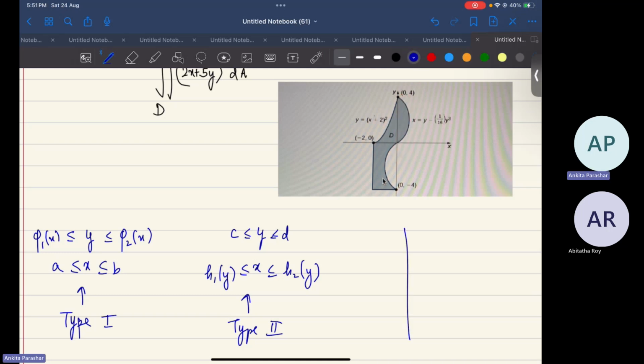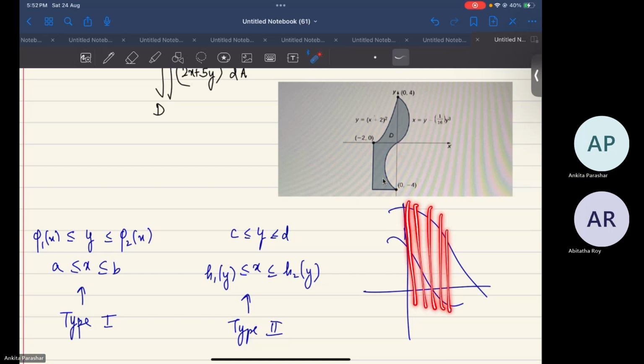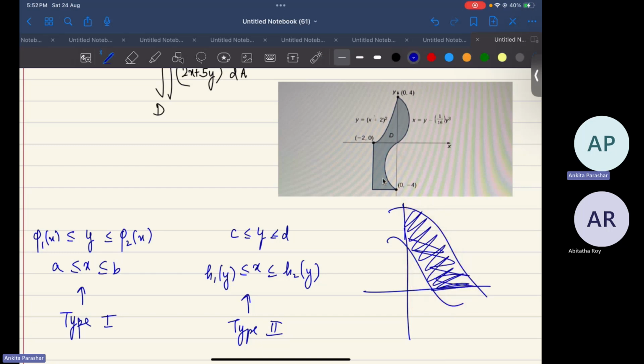If you have a certain curve, let's say bounded by these two curves, and you want to write your y in terms of x, start drawing lines parallel to the y-axis. Say I want to count this area. It is bounded by only two curves, no matter how many lines I draw.